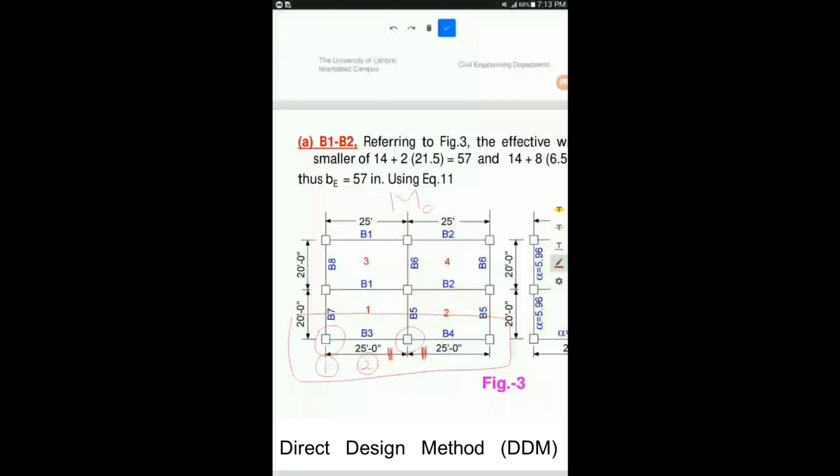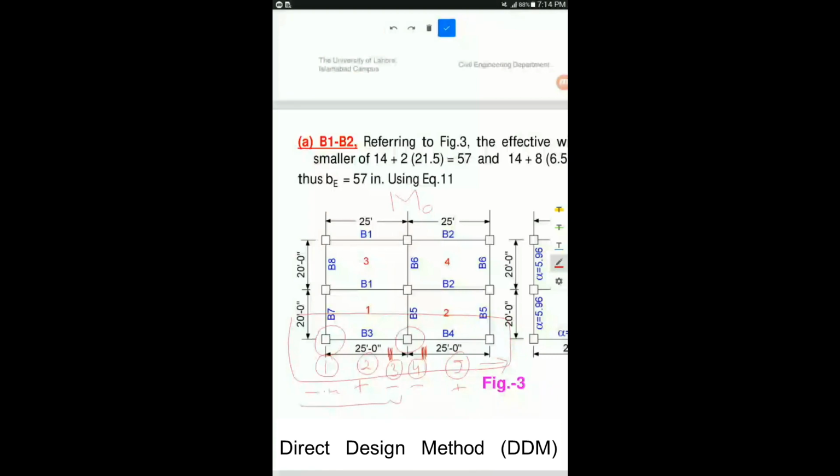Location 3 will be at this point. It will be a negative moment. It is on the exterior face of first interior support. Similarly, location 4 will also be a negative moment. And then location 5. All others in this direction will be repetitive of 4 and 5, again and again. I'll just write it here: negative, this one positive, both of these negative, and then this one again positive.